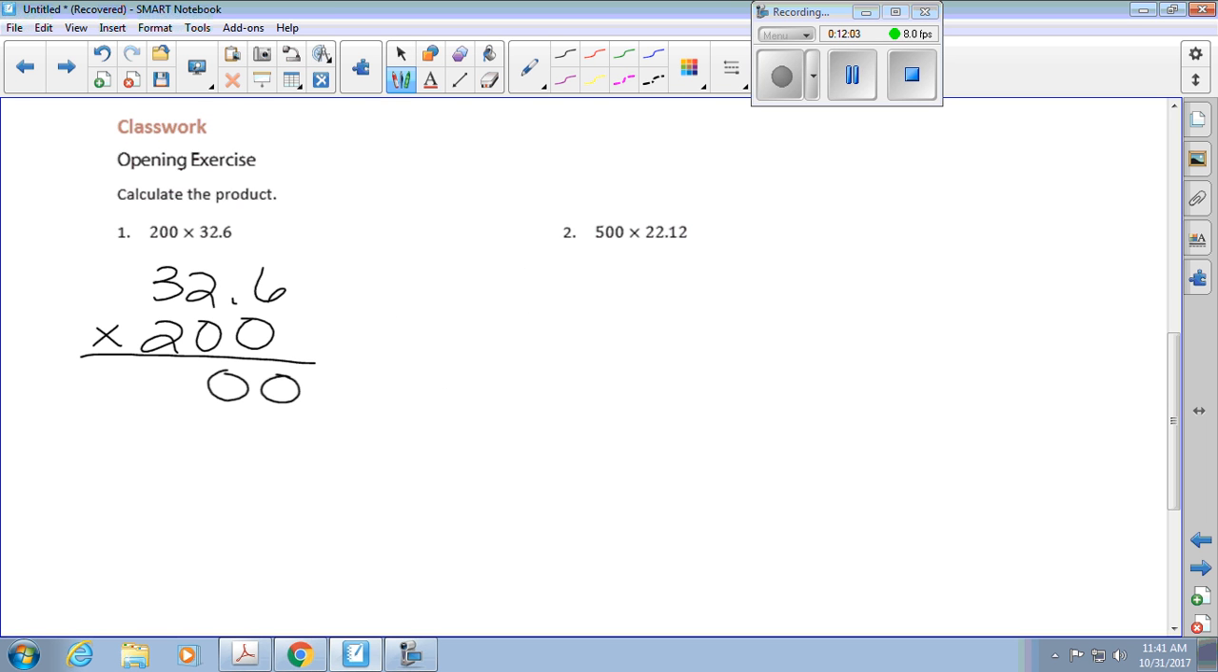All right, so 2 times 6 is 12. So we're going to put our 2 down, carry our 1. 2 times 2 is 4. Oops, I forgot the plus 1. Oh, gosh. Reverse. 2 times 2 is 4, plus 1 is 5. 2 times 3 is 6.